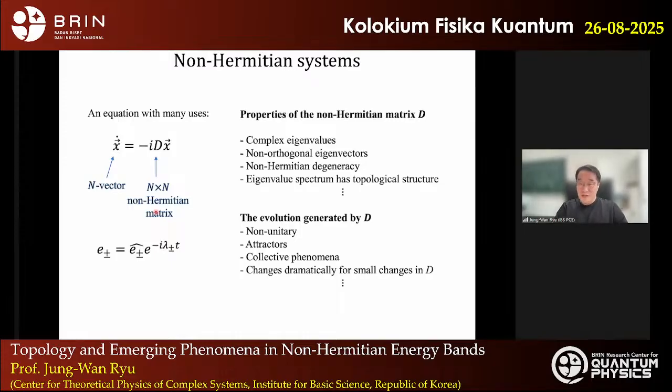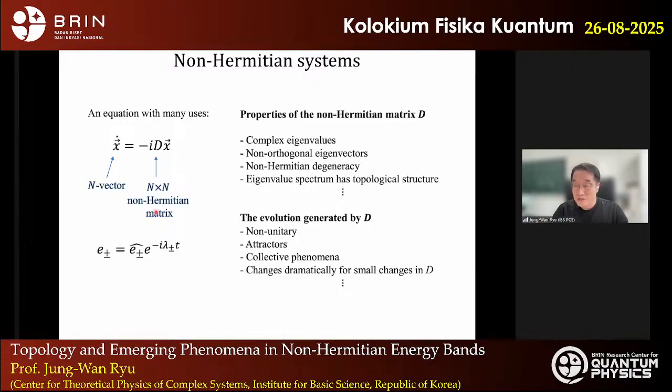A non-Hermitian matrix can have complex eigenvalues. It's different from a Hermitian matrix. Of course, a non-Hermitian matrix can have real eigenvalues or complex eigenvalues. And a non-Hermitian matrix can have non-orthogonal eigenvectors. It means the angle between two eigenvectors can be less than 90 degrees. If we decrease the angle, at some point it's possible that the two eigenvectors become the same, because they are non-orthogonal eigenvectors. So that is non-Hermitian degeneracy.